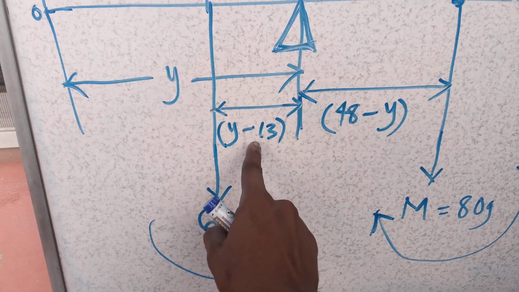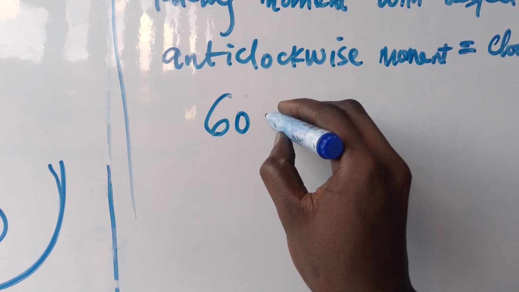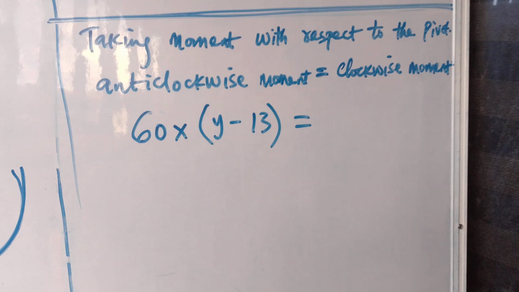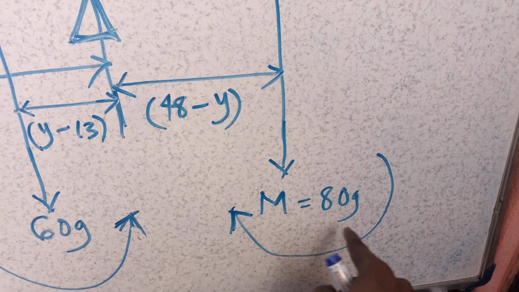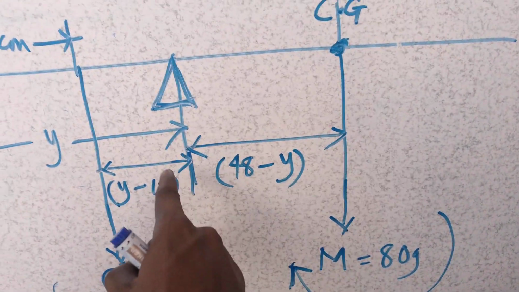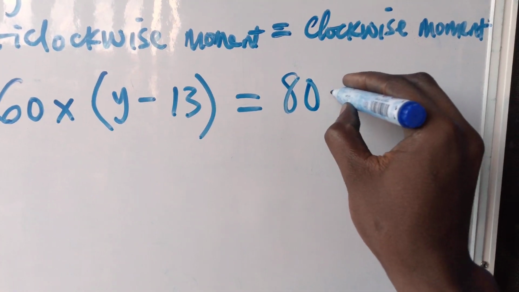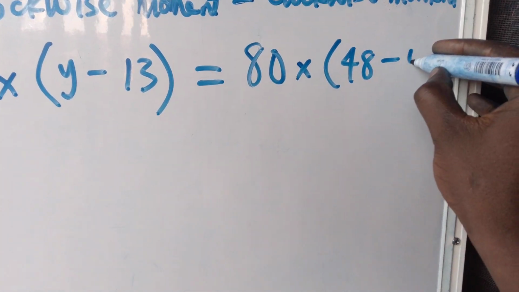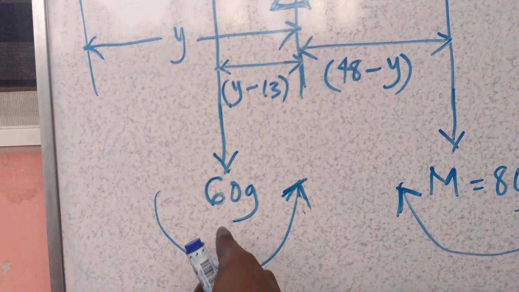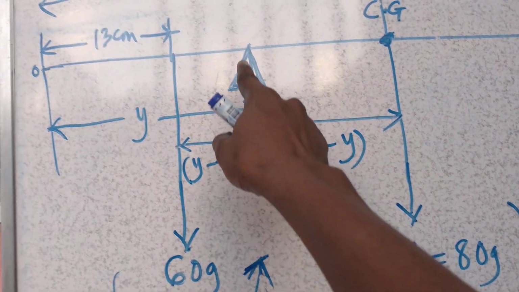That is 60 times y minus 13. So this now will be 60 times y minus 13 equal to, the clockwise moment will be this 80 times y minus 8. That is with respect to the pivot, this times the perpendicular distance. Okay? That is 80 times 48 minus y. Okay, take note. Clockwise moment is this 60 times this distance, and 80 times 48 minus y with respect to the pivot.